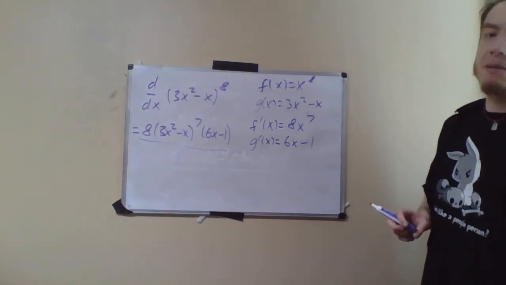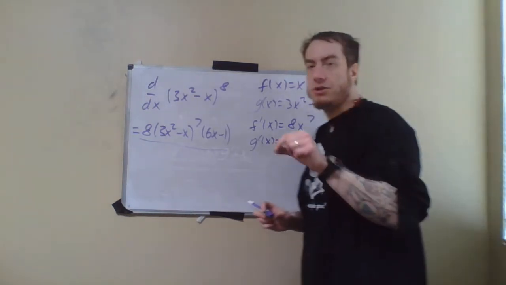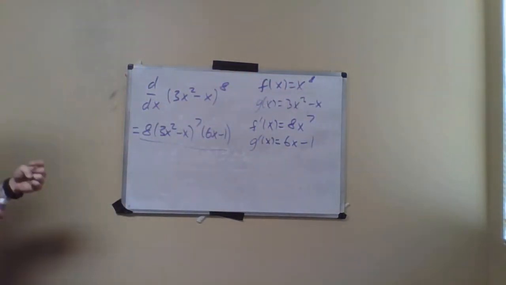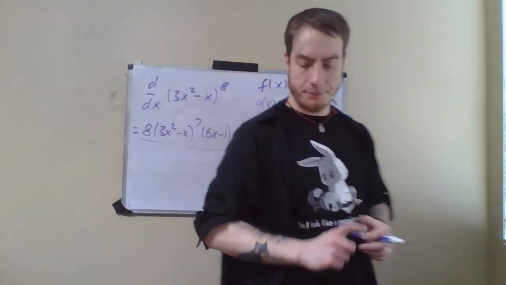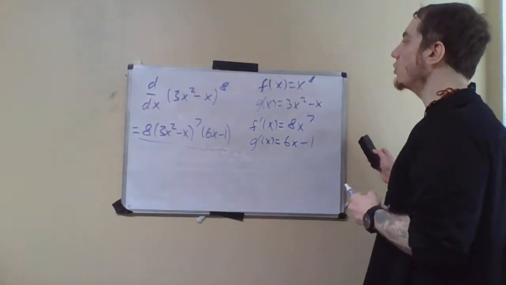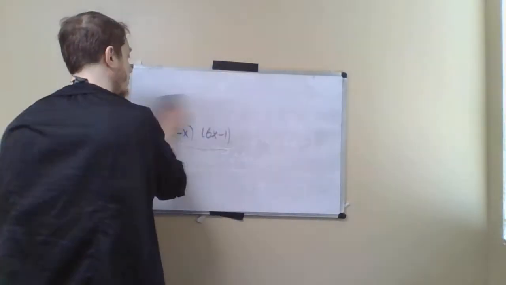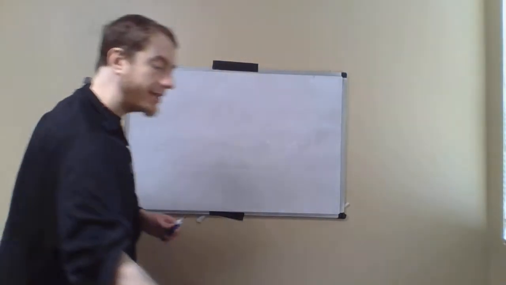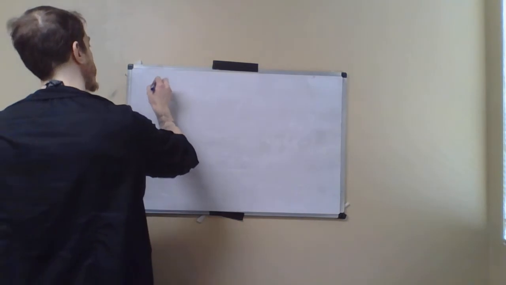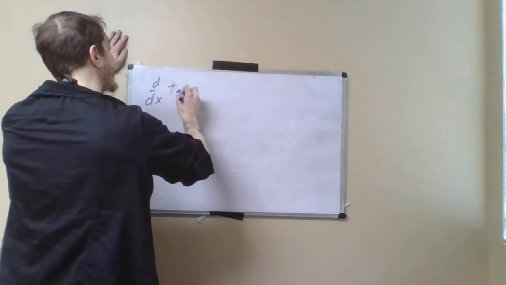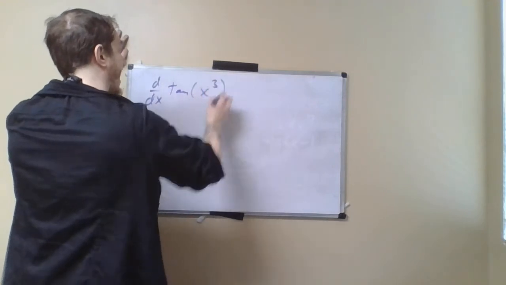Now, that first example that I showed you, you had to do that with the chain rule. I don't think there's any way of doing that other than using the chain rule. So let's take a look at another example where, again, you must use the chain rule. Let's suppose that I want to take the derivative of the tangent of x cubed.